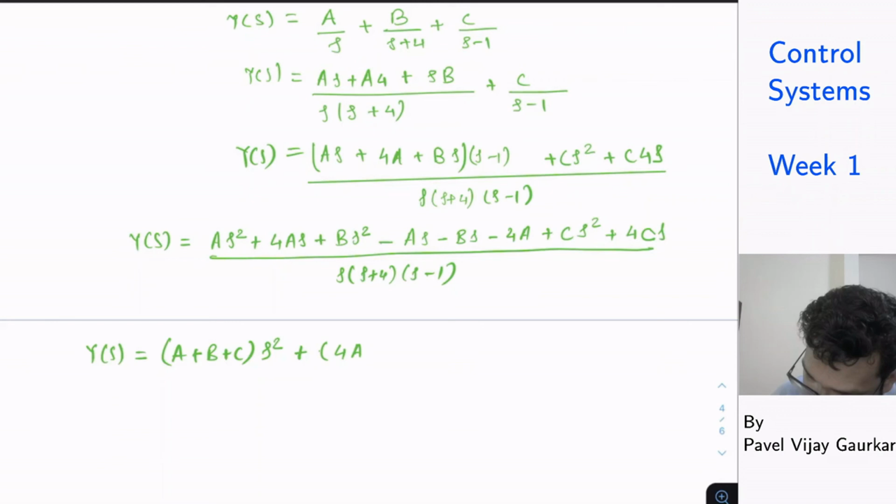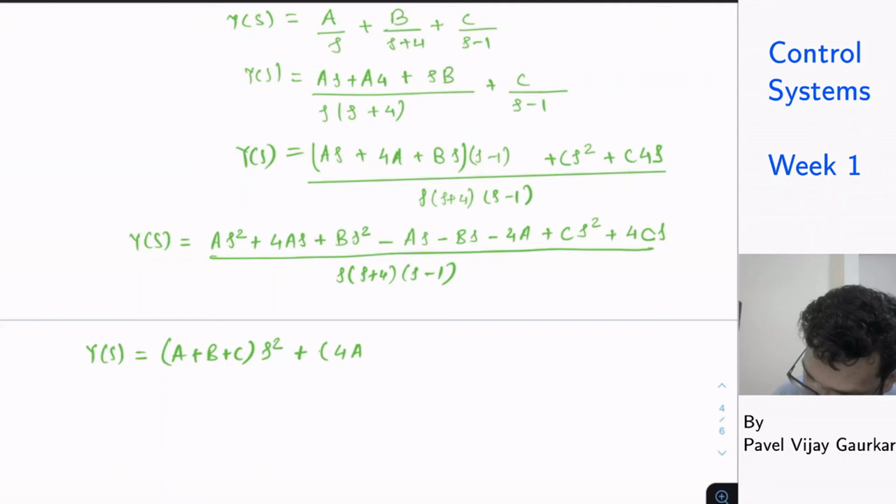We can write Y(s) = A/s, so that is minus 1/(4s), plus B/(s+4). So B/(s+4) is 1/5 in bracket (s+4), and plus C, that is 1/5 in bracket (s-1).